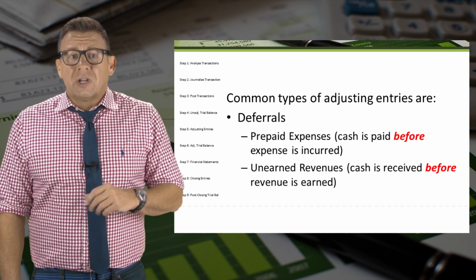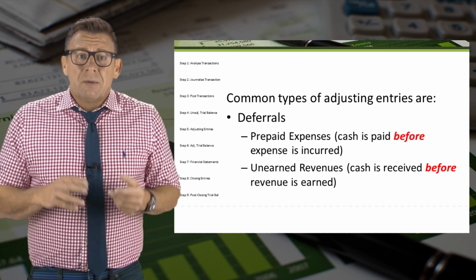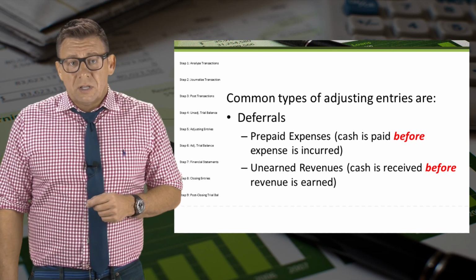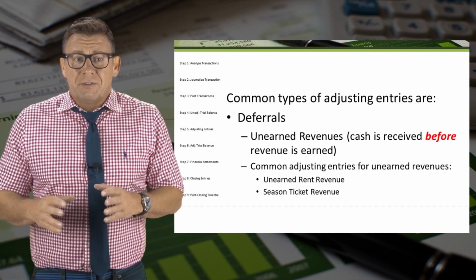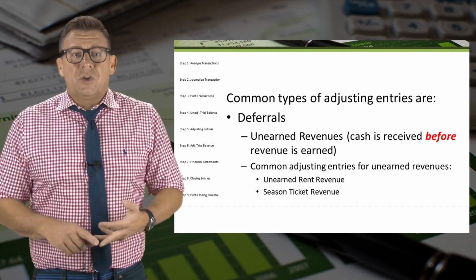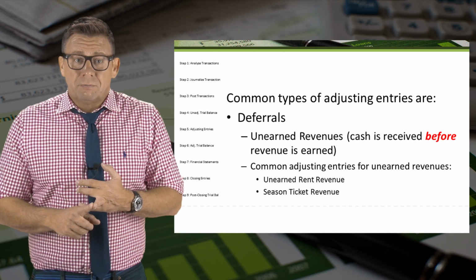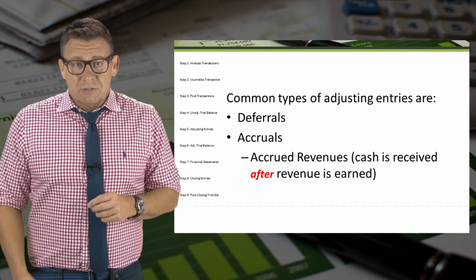Another type of deferral is unearned revenue. This means that cash is received before revenue is earned. Some common examples of adjusting entries for unearned revenues are unearned rent revenue, season ticket revenue, airline ticket revenue, like that.